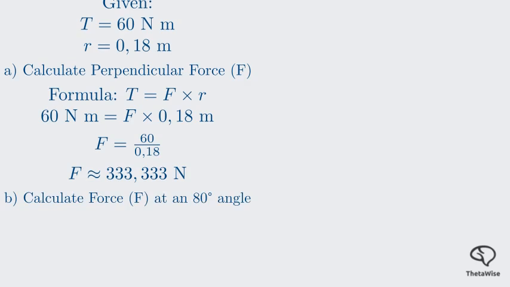Now for part B. This is where things get interesting. We are told the force F makes an 80-degree angle with the spanner. Remember, the torque formula T equals F times r only works if F is the perpendicular force. Our total force F is not perpendicular. Let's look at the diagram.